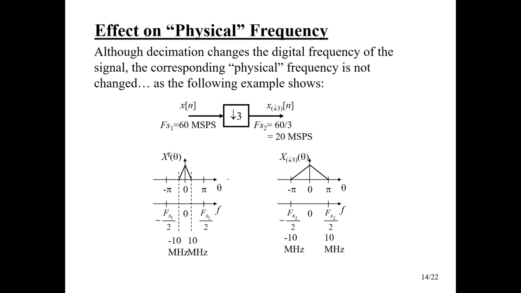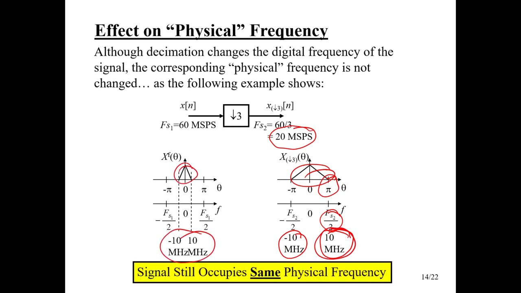So remember, this got stretched out to fill the -pi to pi. I'm not showing any of the replicas here. We established that there's no aliasing in this case. Well, this pi maps to what? This fs over 2. Well, fs over 2 in this case now becomes 20 over 2, or 10. So this triangle lies between -10 to 10, same as this triangle lies between -10 to 10.